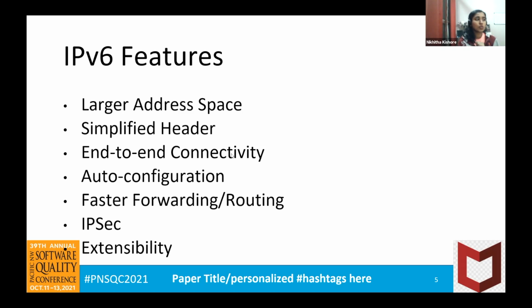The third one is end-to-end connectivity. What is the advantage of end-to-end connectivity is that now you have NAT in IPv4. So I cannot have a unique IPv4 address for my device. Whereas with IPv6, I can have an absolutely unique IPv6 address, and I can, without any NAT, communicate to any other device which is outside my network.